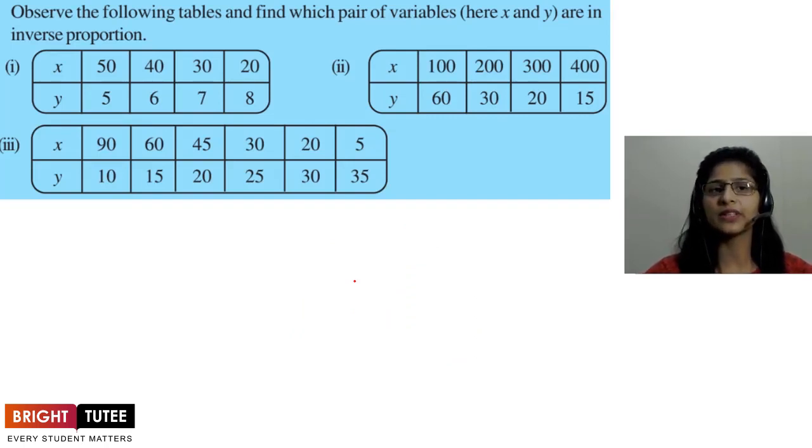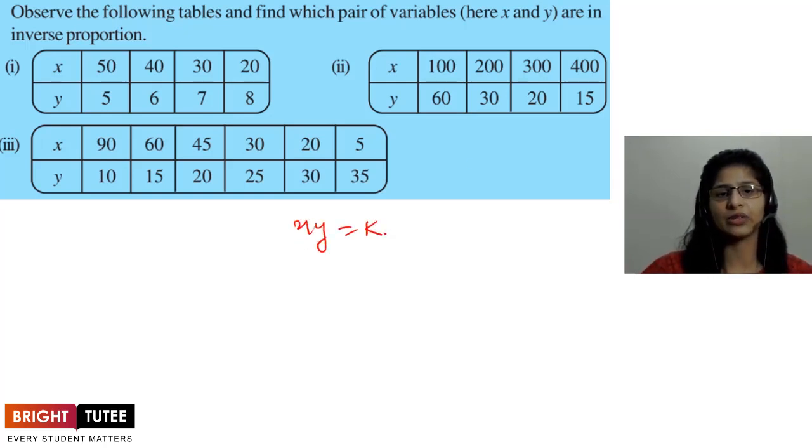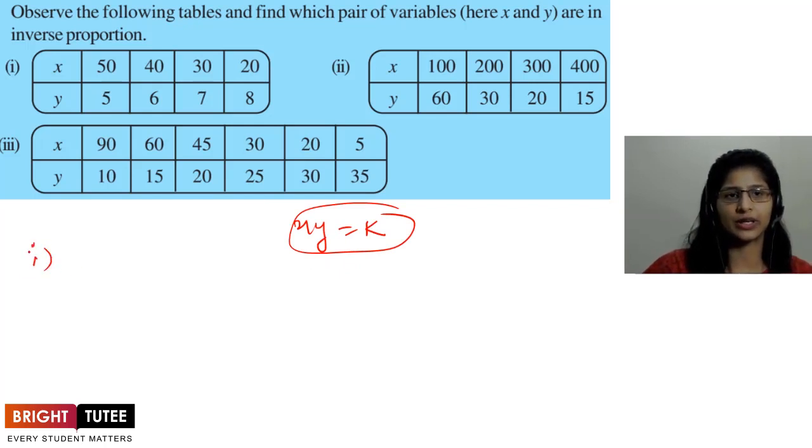They're asking, observe the following tables and find which pair of variables, here x and y, are in inverse proportion. We have to check. If they are in inverse proportion, then xy should give us the same value, that is k. K can be any number. So let us check for the first one.